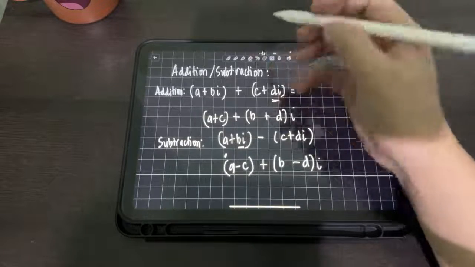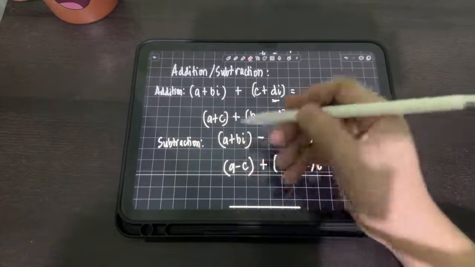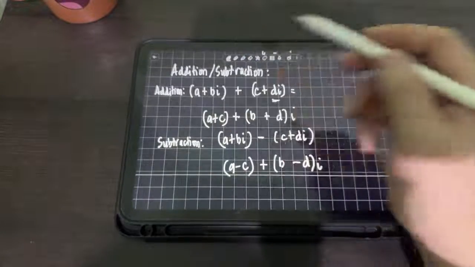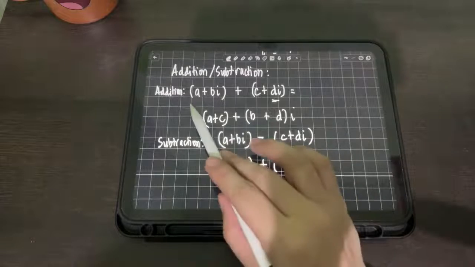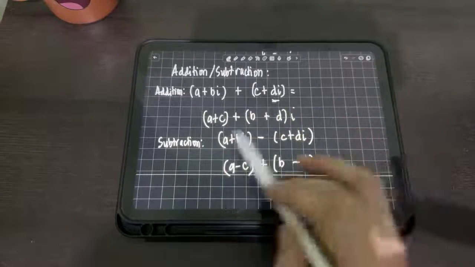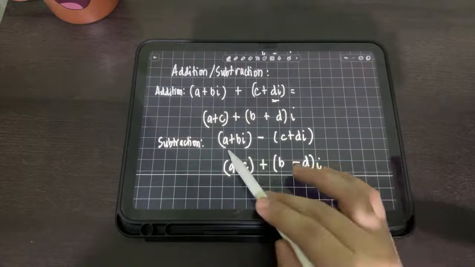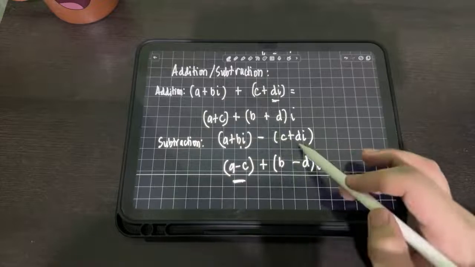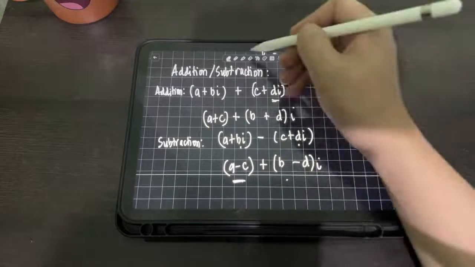So this is how we add or subtract complex numbers. Basically, we just need to add similar terms. When we are adding complex numbers, we combine all the real parts and then we combine all the imaginary parts. Likewise, in subtraction, we just need to subtract the real parts plus the difference of the imaginary parts.